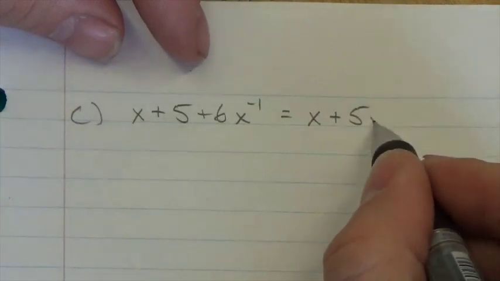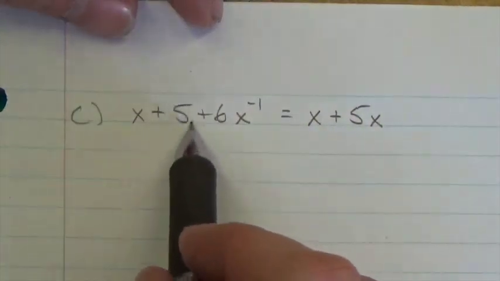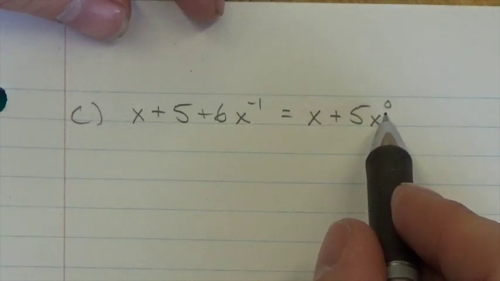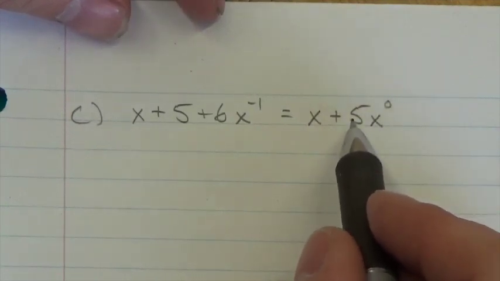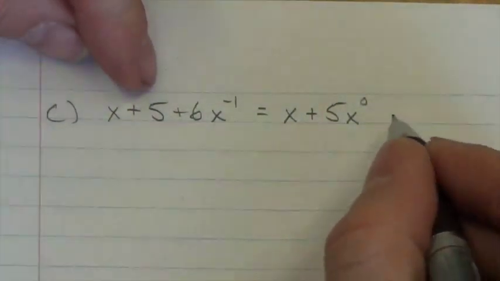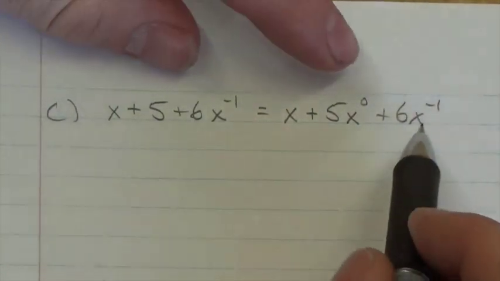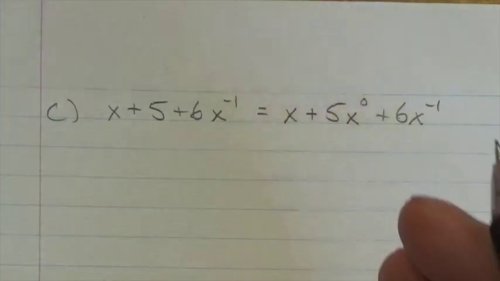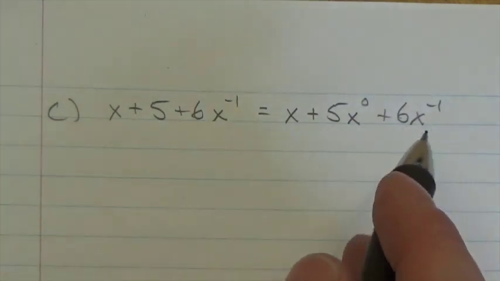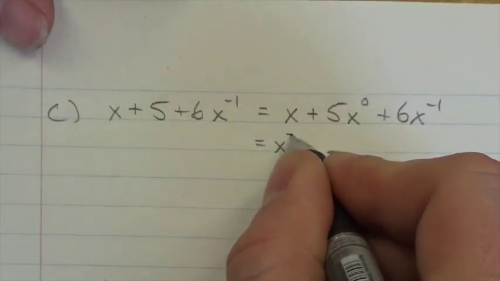Now, here's the trick. I can write this as 5 times x to what exponent? Well, there's no x here. But if I write this as x to the 0, well, x to the 0 is 1, times 5 is 5. So this is actually the same as this, plus 6x to the negative 1. Oh, so now that x to the negative 1, regardless of the fact that you're not seeing an x in every one of those terms, could still be considered a common factor. So I'm still going to have to take out that x to the negative 1.